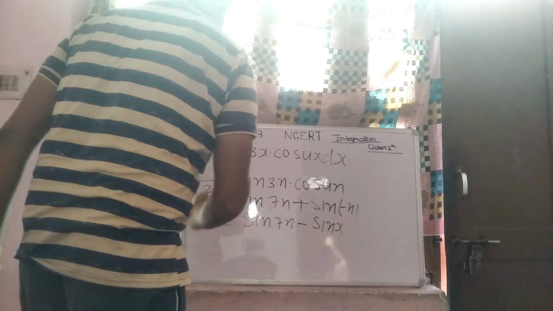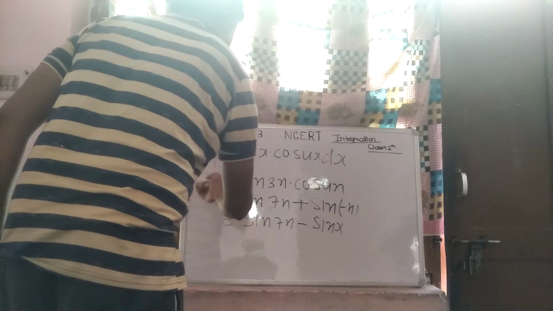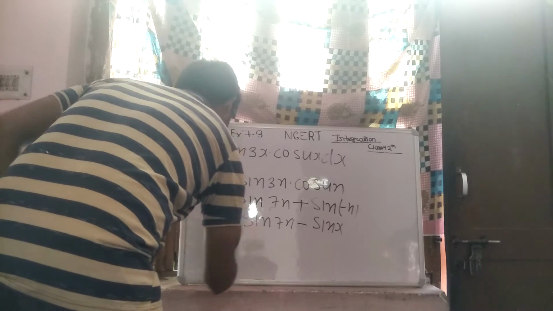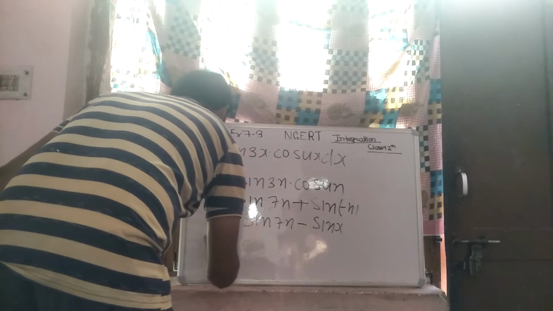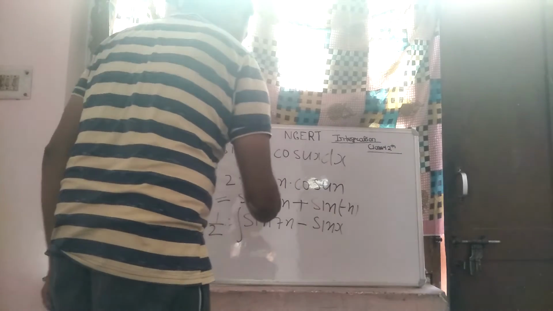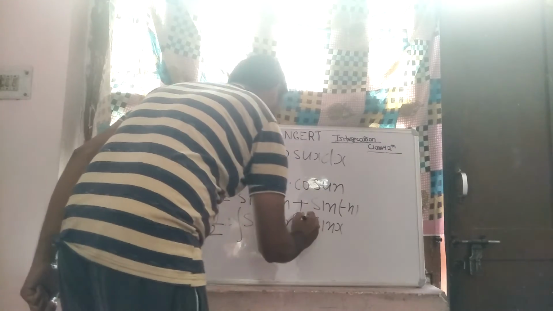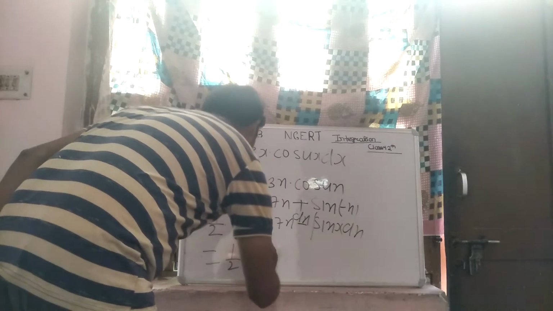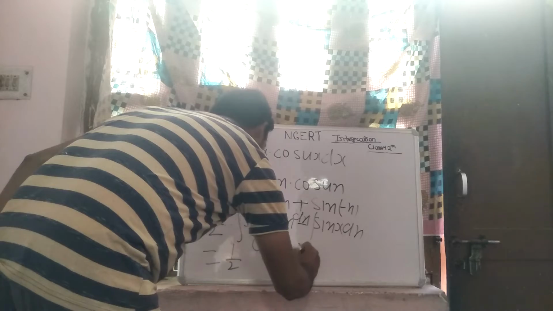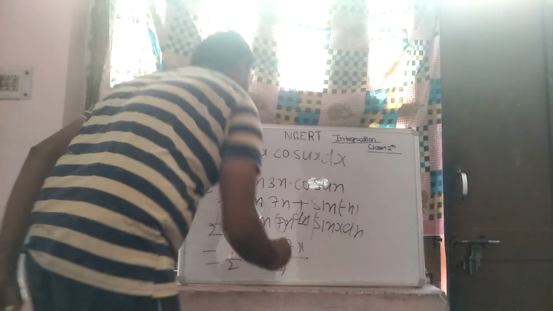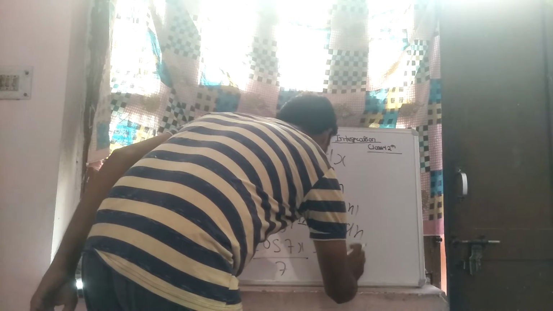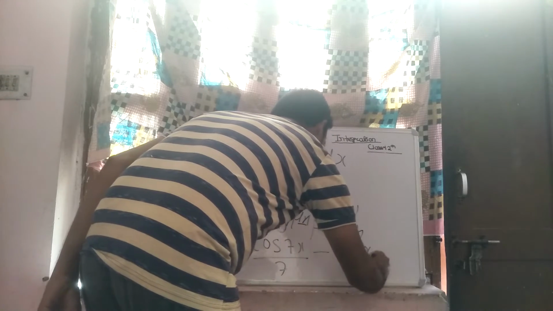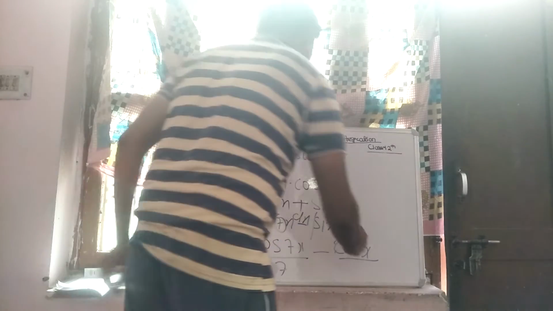If we have two terms, then we have to apply integration to each. This is 1 upon 2, integration of sin 7x dx minus integration of sin x. The integral of sin 7x is minus cos 7x upon 7, where 7 is the constant, and minus sin x gives cos x, plus c. We have to check and explain.